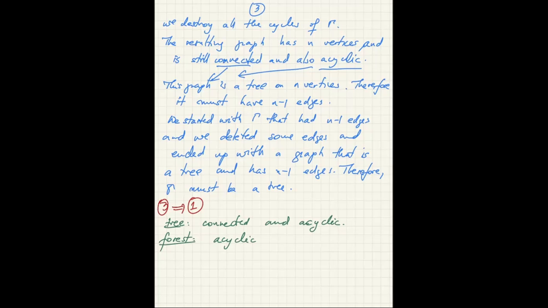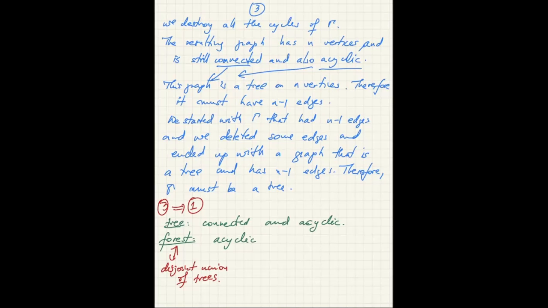But if a forest is not connected, then it has at least 2 components, and each component must be connected, and each must be acyclic from the definition of the forest, and that makes each component a tree. So a forest is nothing more than a disjoint union of trees. If the forest is connected, you have just 1 tree. If it is not connected, you have two or more trees. So that's what a forest is.